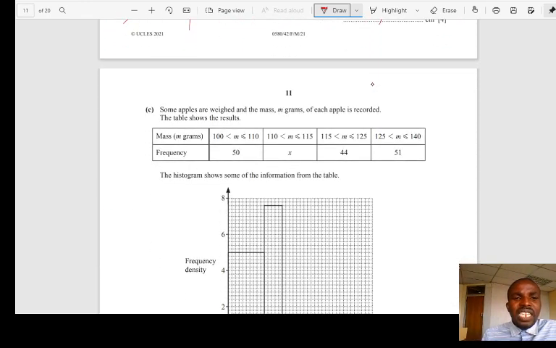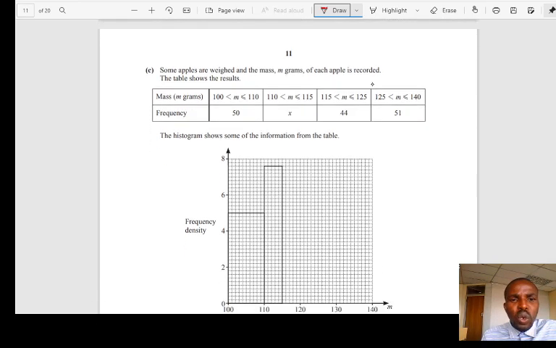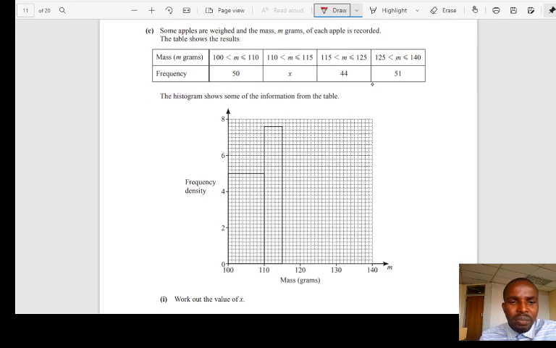Next, some apples are weighed and the mass m grams of each apple is recorded. The table shows the results. The histogram shows some of the information from the table. So in a histogram, there is frequency density. Frequency density, please take note, is equal to frequency over class width or class interval.